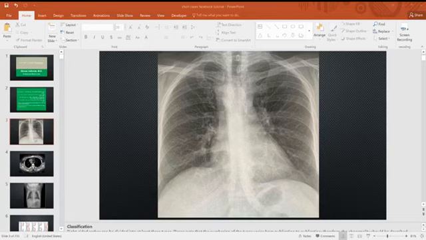What you see in this chest X-ray? Someone, Hisham, said it is right-sided aortic arch. Okay. The voice, is it okay or not?